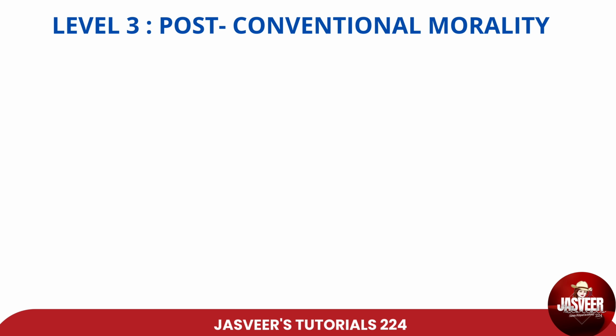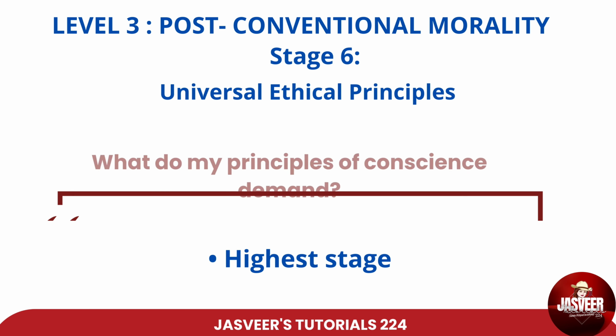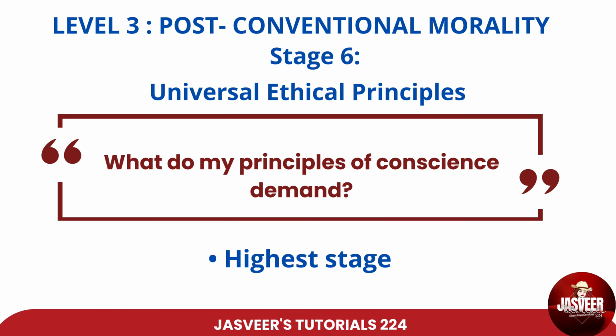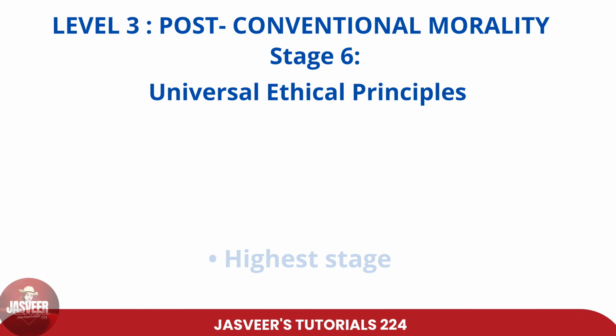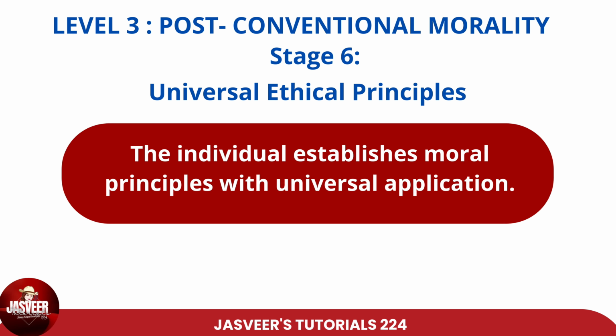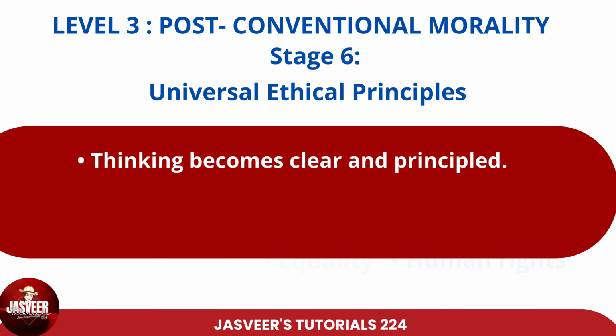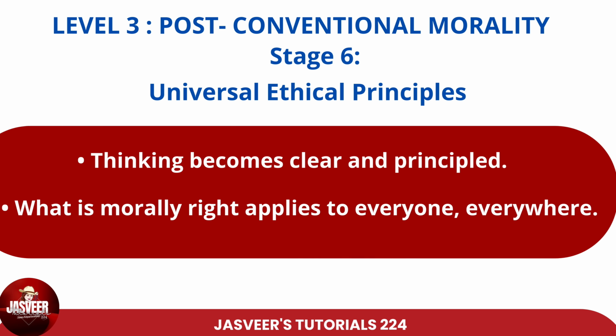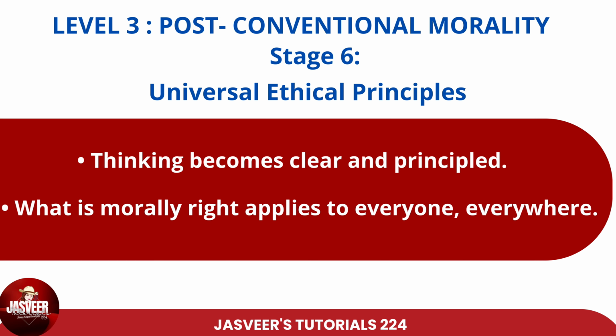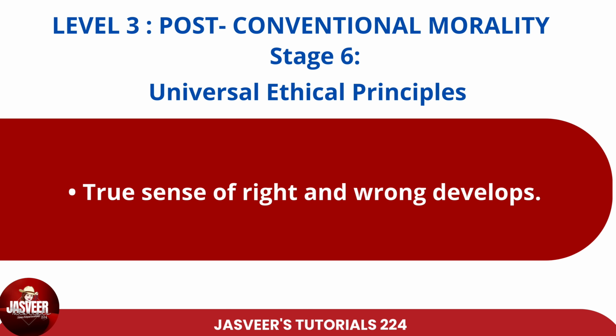Finally, we reach stage 6. The highest stage in Kohlberg's theory. At this stage, a person develops universal moral principles such as justice, truth, equality, human rights. The thinking becomes very clear and strong. What is morally right should be right for everyone, everywhere. This is where a true sense of right and wrong develops.